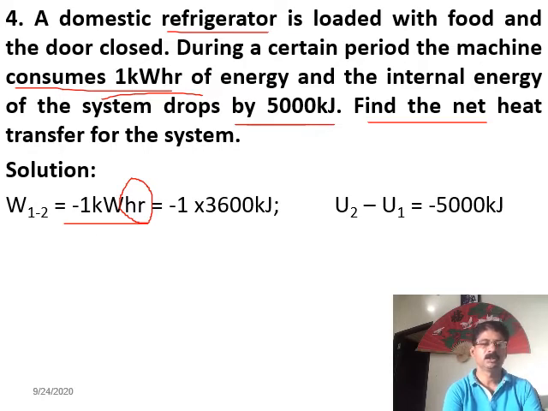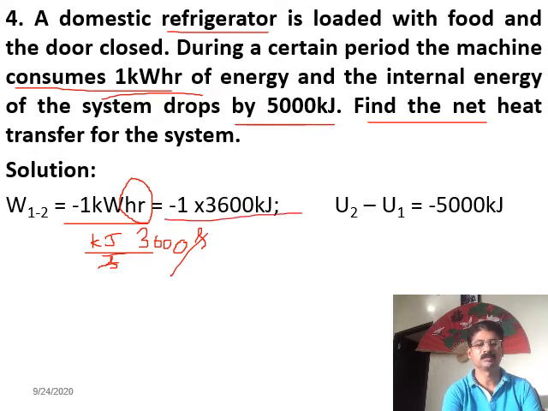I'll show you. Kilowatt is nothing but kilojoules per second, and into hour, which is nothing but 3600 seconds. So here the seconds term gets cancelled, and it becomes 3600 kilojoules. So 1 kilowatt hour is 3600 kilojoules. Since the minus sign is there, it is minus 3600 kilojoules. And internal energy drops, so final minus initial, U2 minus U1, is minus 5000 kilojoules.